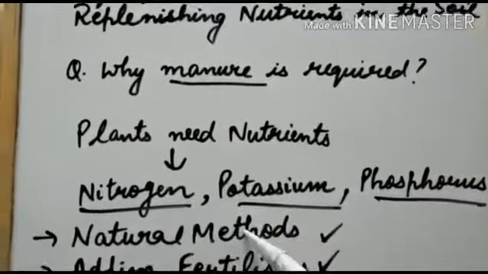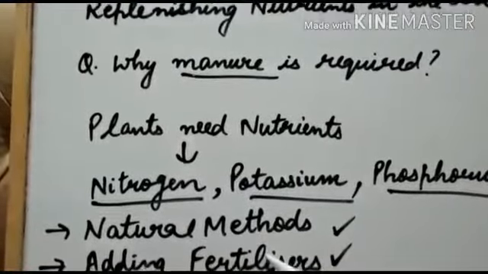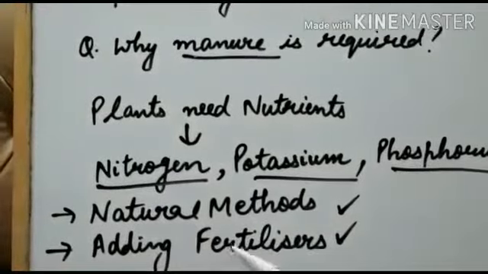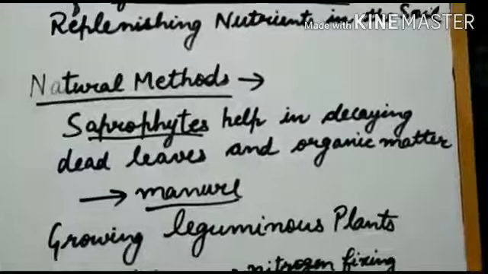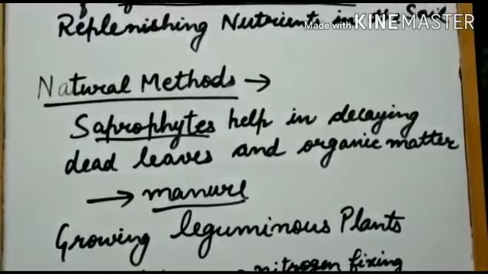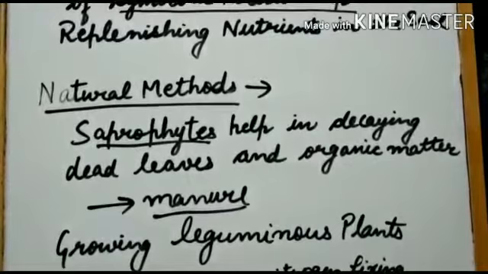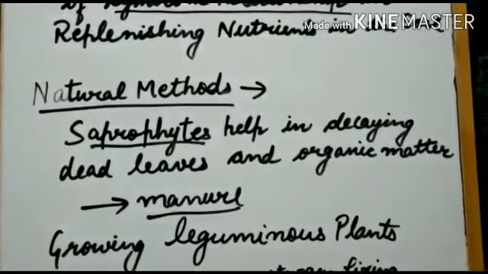There are a few ways by which we can replenish these nutrients. One is the natural method and another one is adding fertilizers. One by one we will discuss this. First of all, we are going to study the natural methods by which nutrients can be replenished in the soil.